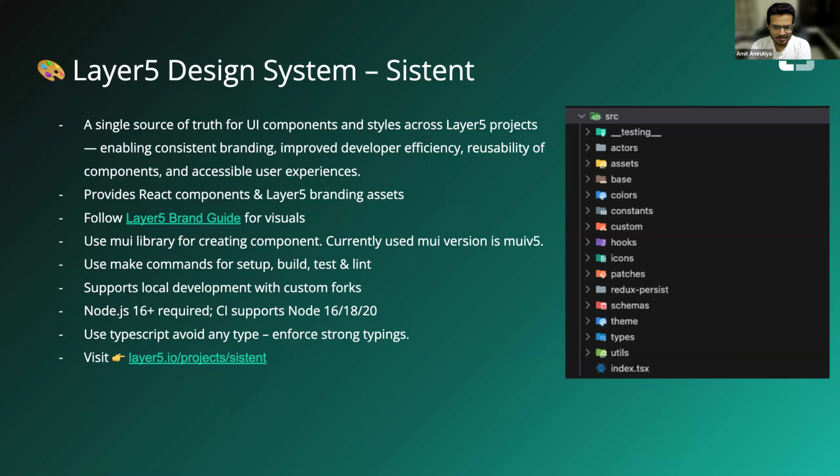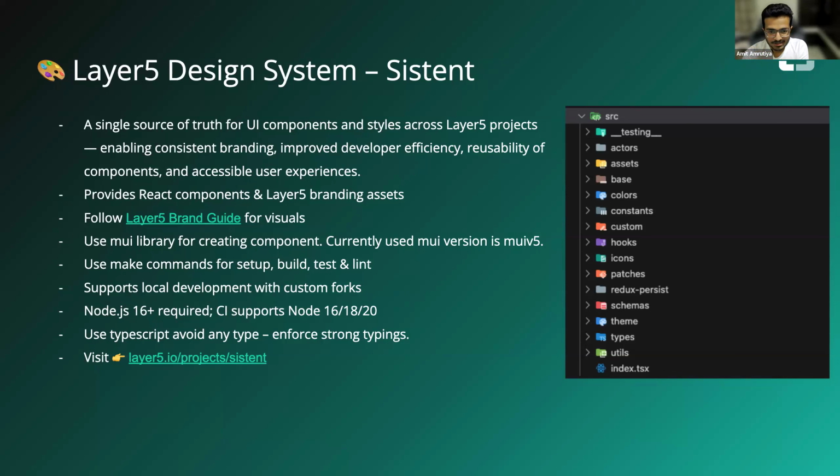Behind the scenes, Sistent uses the MUI Material UI library. We are currently on Material UI version 5 in Sistent, and we are going to migrate to the latest version as well. One example of a Sistent component: suppose I want to make the skeleton component. Sistent was not created from scratch; behind the scenes it uses the Material UI library. So it imports the skeleton component from Material UI and exports it to the other UIs.